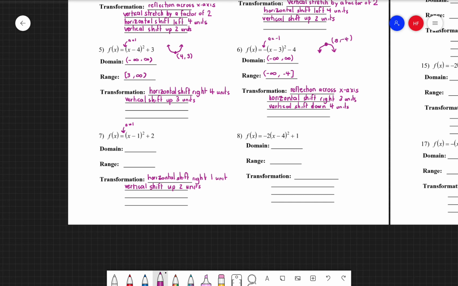So we have a positive parabola with a vertex that went to the right 1 and up 2. So the range will start at that lowest value, that minimum of 2, and head toward infinity. And the domain will not change.